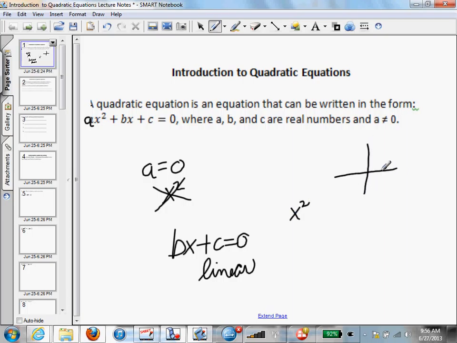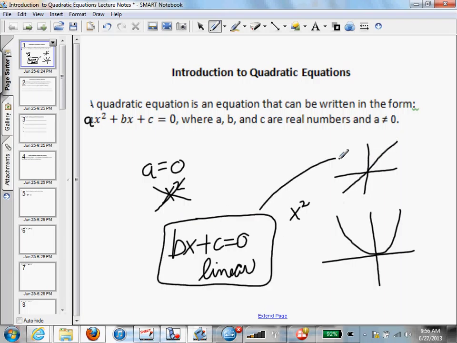Where linear, when you graphed it, gave you something that looked like that. A quadratic equation is going to give you something called a parabola, which looks like a U or an upside down N. That's what it's going to look like when you graph, and the x squared gives you this shape, whereas just the regular x like this would give you the linear. Where ax squared plus bx plus c equals 0 yields this.